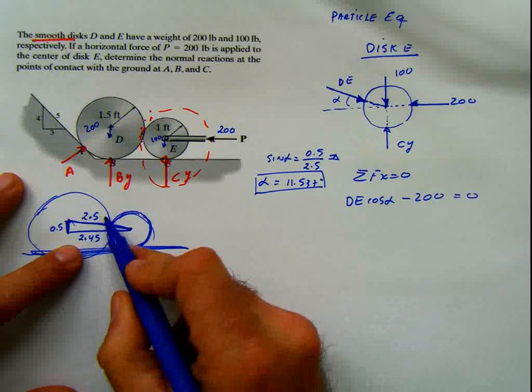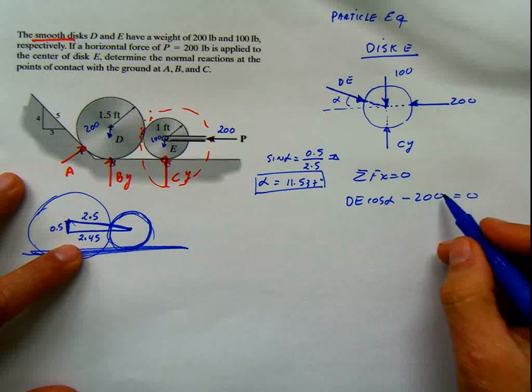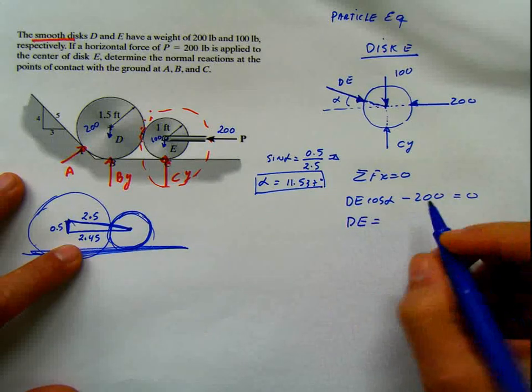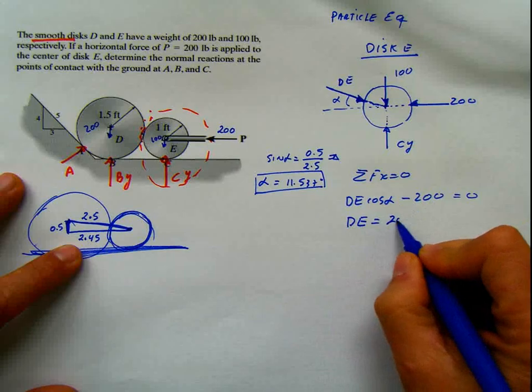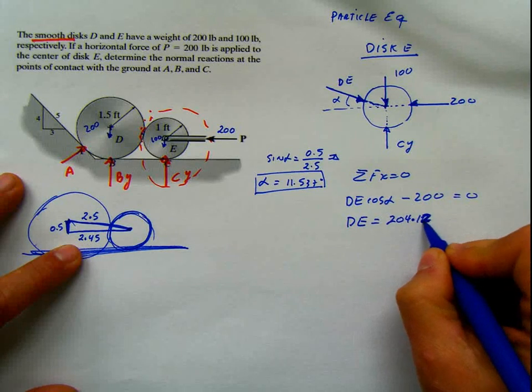The cosine is 2.45 divided by 2.5 multiplied by this one, which gives me a value of DE of 204.12 pounds.